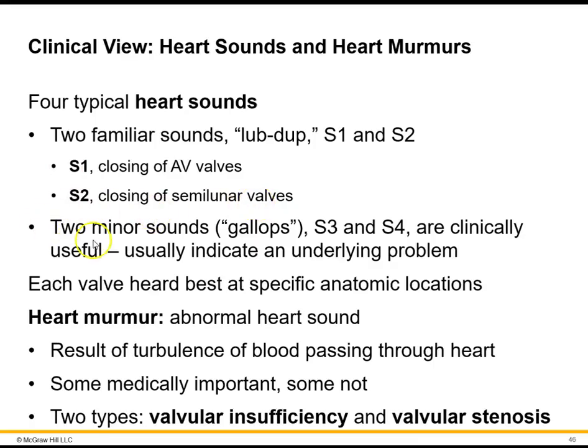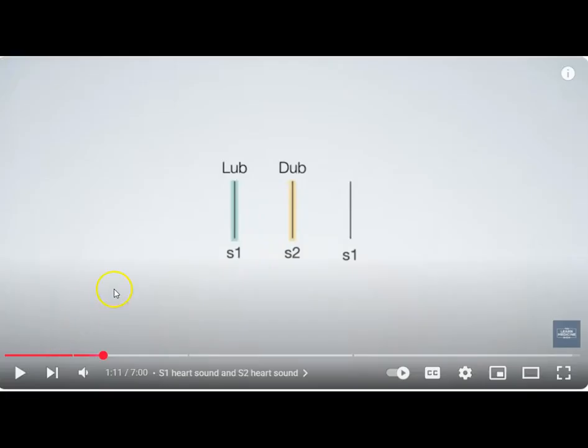There are some minor heart sounds that you can hear occasionally. These are called gallops, the S3 and the S4. And these are clinically useful because they usually indicate an underlying problem. Now, each valve is going to be best heard at a specific anatomic location on the chest. All right, so let's look at a video that goes over the first and second heart sounds.